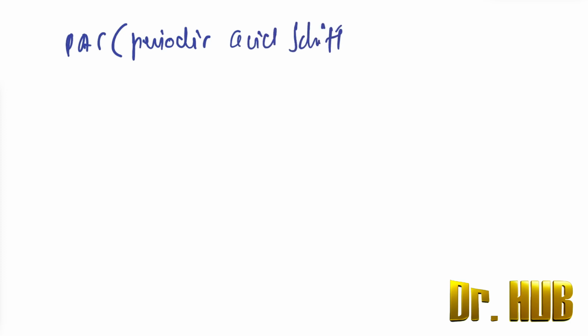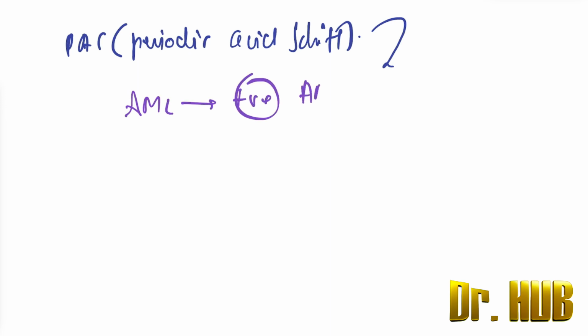Then let's look at the PAS. PAS stands for the periodic acid Schiff. In terms of the AML, it is going to be positive, and this is the AML M6. Then looking at the ALL, the PAS is going to be positive.